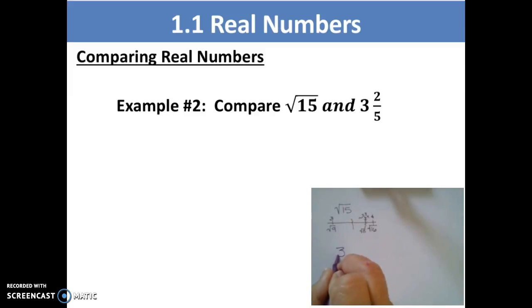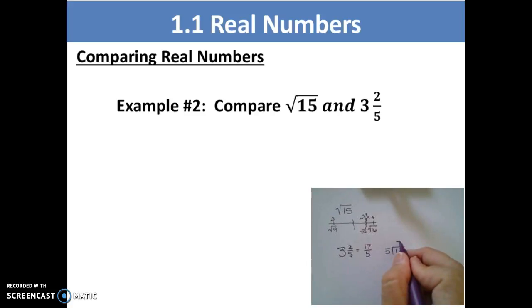Now we have the mixed number, 3 2/5. Let's go ahead and convert that into an improper fraction. 3 times 5 is 15, plus 2 is 17. So that is 17/5, and we want to turn that into a decimal without using a calculator. So that is 17 divided by 5.